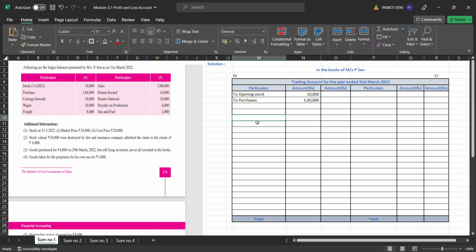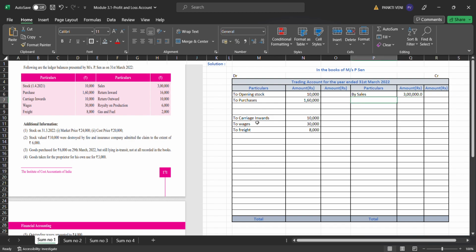Then I have carriage inward. So something is coming inside. Carriage is carrier, transport. So carriage inward is 10,000. Then I have wages, 30,000. Then I have freight. Debit all expenses and losses. I have freight. Then I have sales, it is 3 lakh rupees.